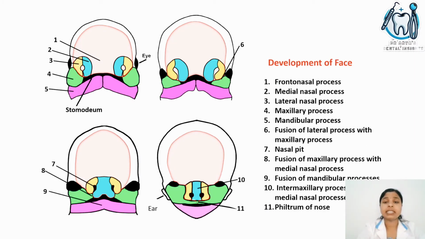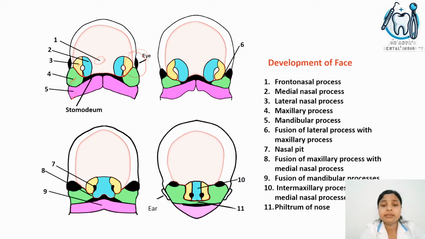So this is the development of face. Here, this is the frontonasal process, and here it is the medial nasal process. Then this is the lateral nasal process. Okay. So this is the maxillary process and this is the mandibular process. And this is the future eye.